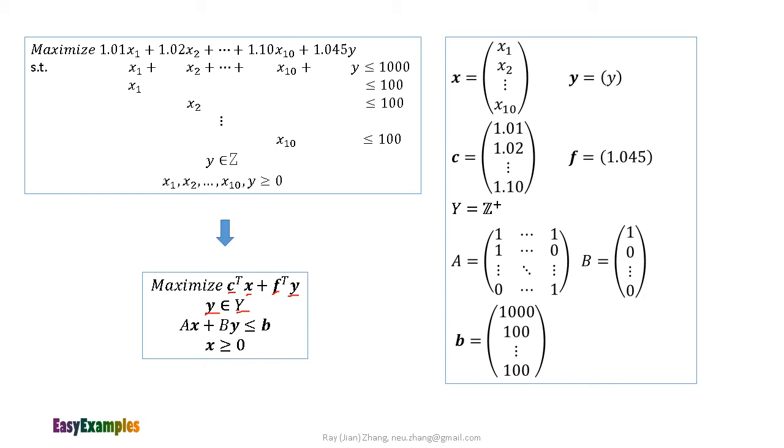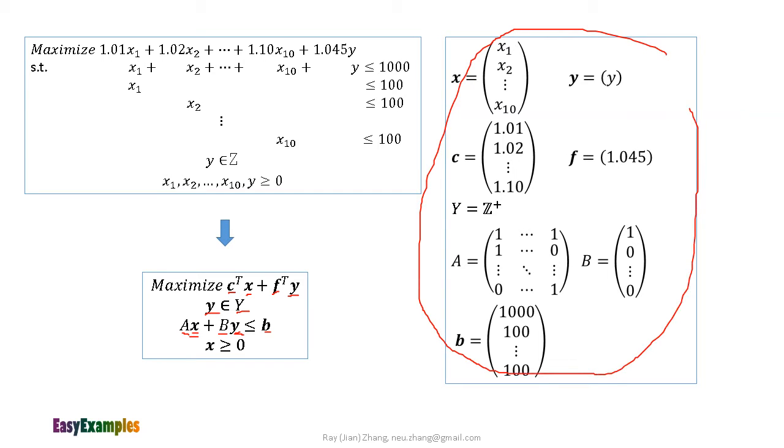For the constraint that includes both variables x and y, the capital A is the coefficient matrix of x and the capital B is the coefficient matrix of y. The lowercase b is the vector of the right-hand side constants of the constraint that includes both variables x and y. This is the actual value for each vector and matrix for our example question.